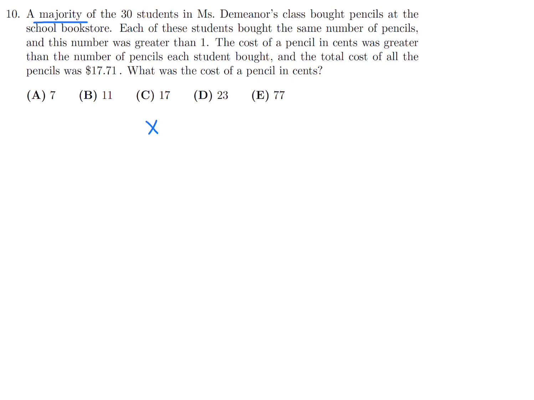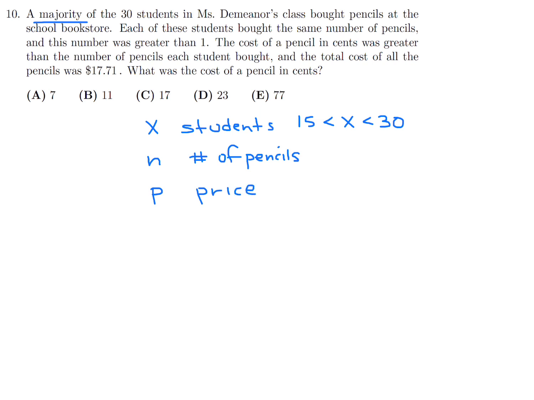So let X be the number of students that bought pencils, and X is less than 30, because they're saying not all the students, but a majority. So what I think that means is that X is greater than 15, right? That's the definition of the word majority, greater than half. Now let's label N to be the number of pencils that each student bought. And finally, I'll just call P the price of each pencil.